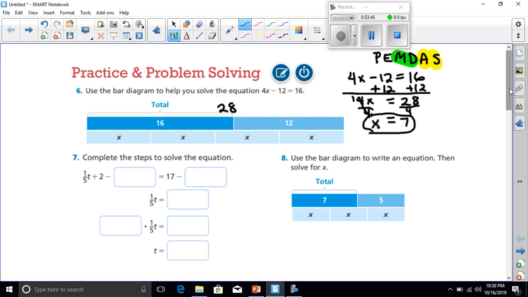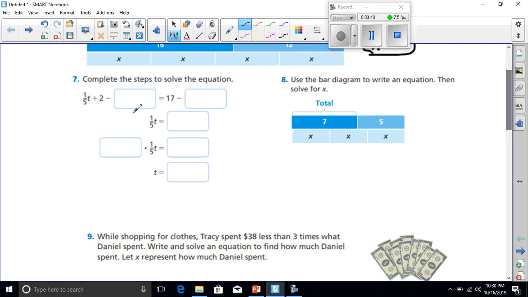All right, now that we've solved 6, let's go to 8, because I'm going to leave number 7 for you. Use the bar diagram to write an equation and then solve for x. Okay, well, the bar diagram is going to make me have 7 plus 5 equals 3x's. Now it says I'm going to write an equation. Now I would not write an equation like 7 plus 5 equals 3x. That's not really an equation, because really 7 and 5 is just going to be 12 equals 3x.